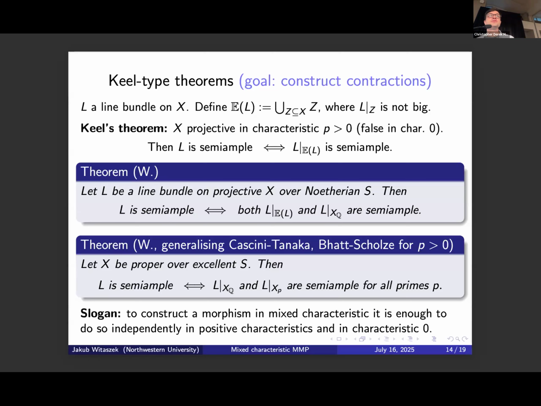And this result is used in the 4-dimensional minimal model program with Christopher Haken and in the proof of the 3-dimensional abundance conjecture by Bernasconi, Brivio, Stignet.